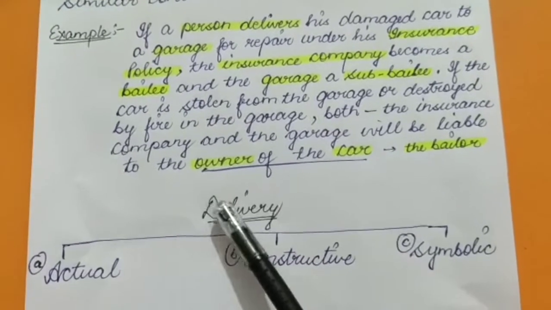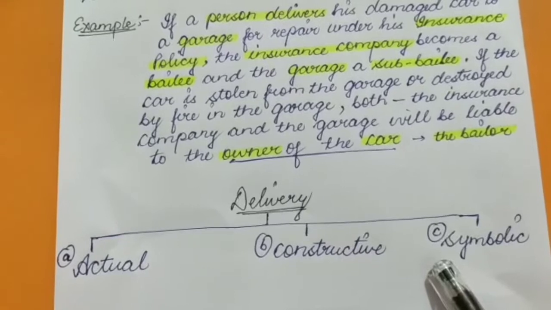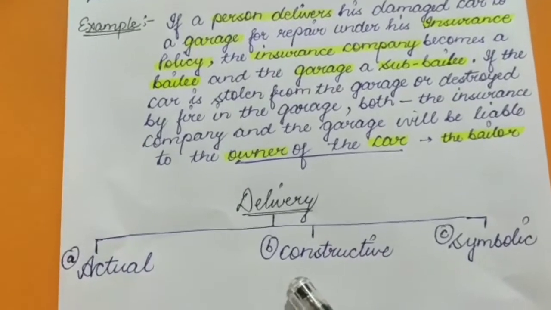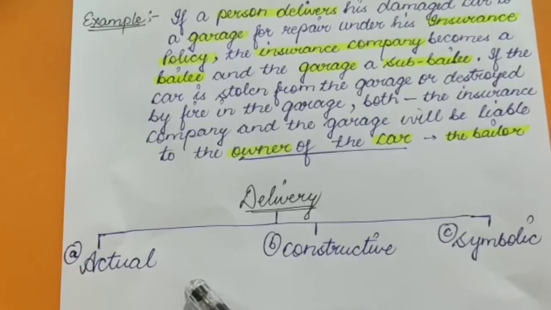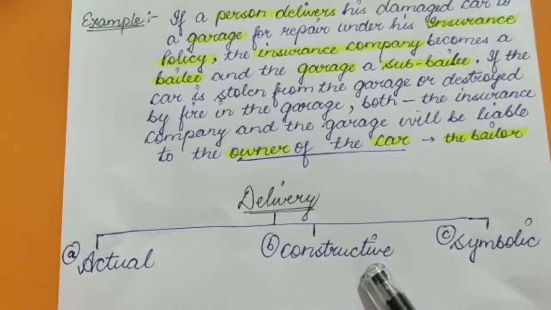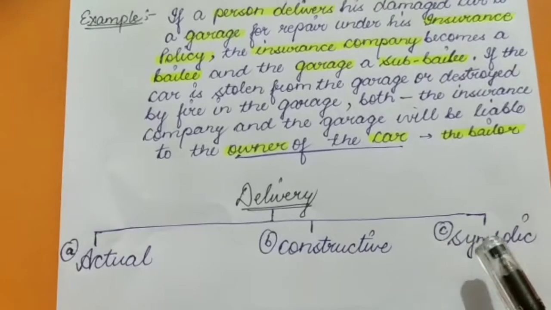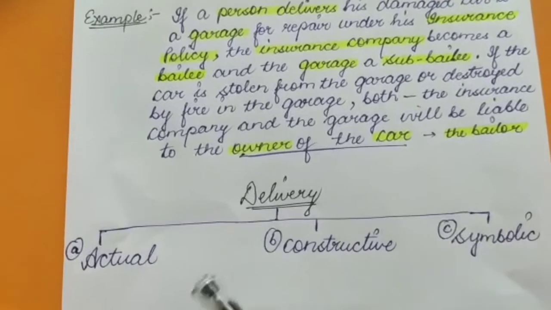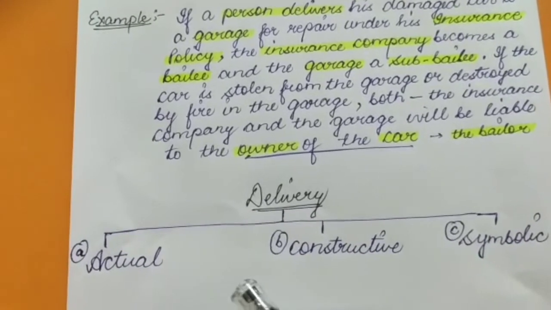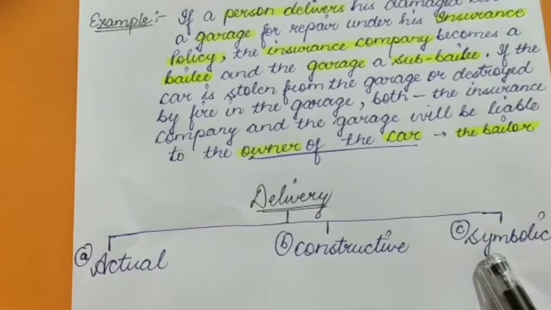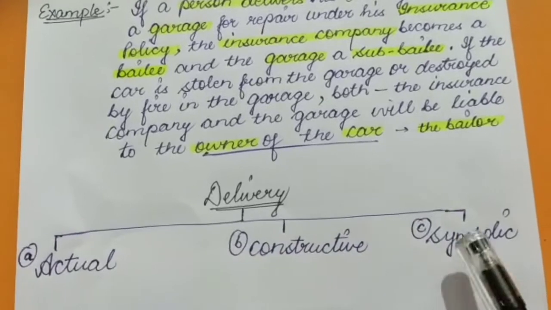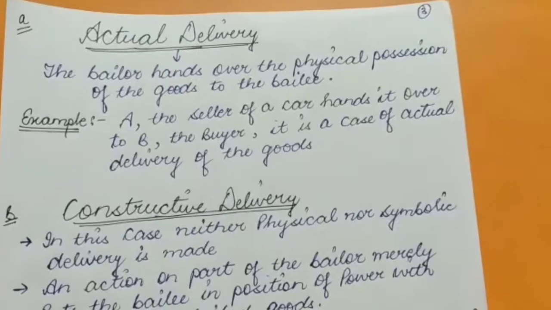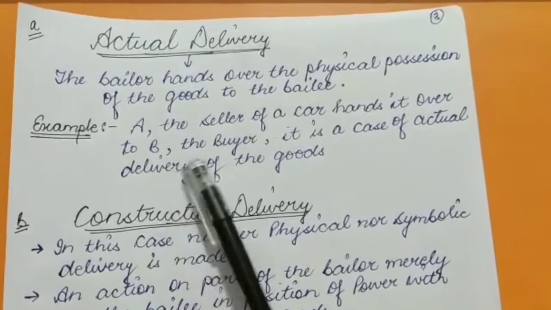Here delivery is of 3 types because delivery need not always be actual. In the books you have seen that they only cover actual and constructive delivery. Most of the books also cover symbolic delivery. So don't get confused. Here I will tell you all 3 types of delivery so that you can understand. So there are 3 types of delivery: actual, constructive and symbolic. First is actual delivery.